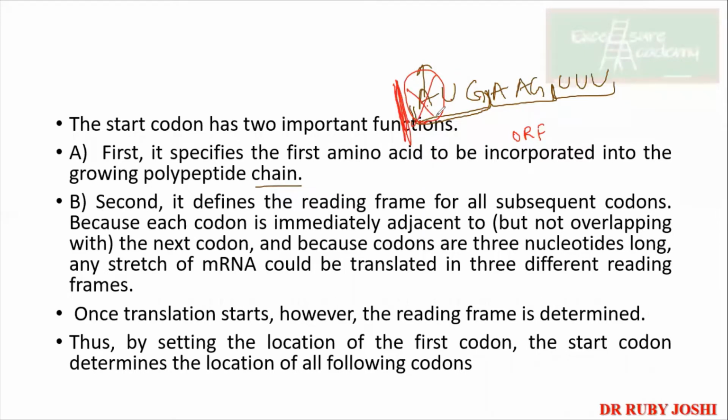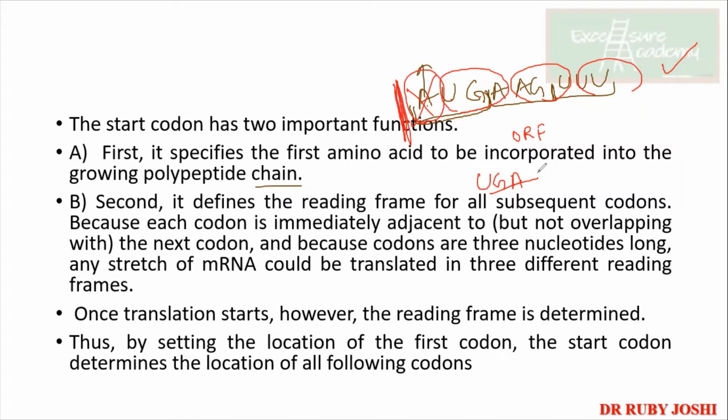अब क्या होगा? The translation won't start because AUG is the one which starts the translation. Correct. And what will happen? Now, the mRNA will be read as starting from UGA. Okay, it will be taken like this, UGA, AGU, and so on. And what is UGA? Stop codon. It's a stop codon.